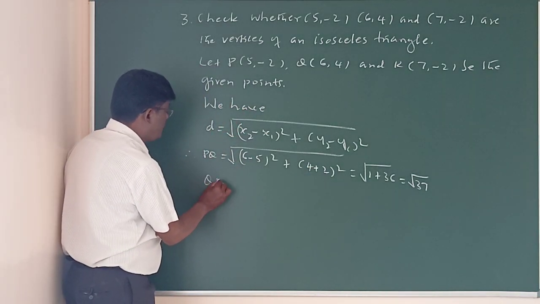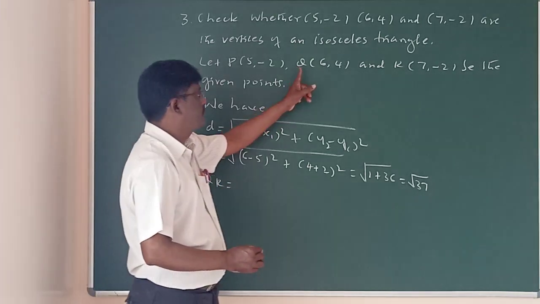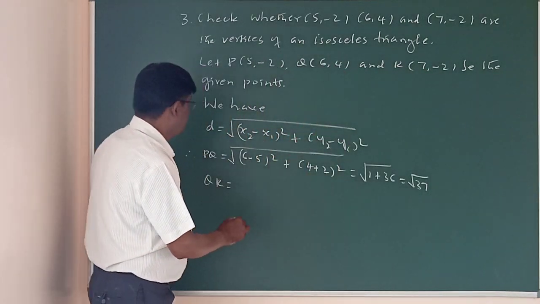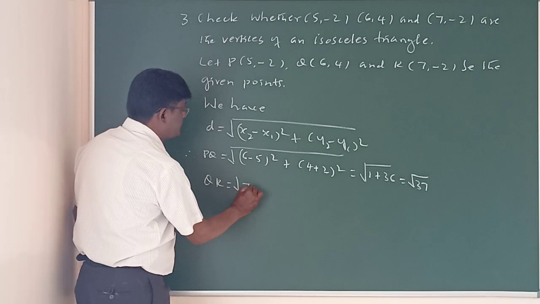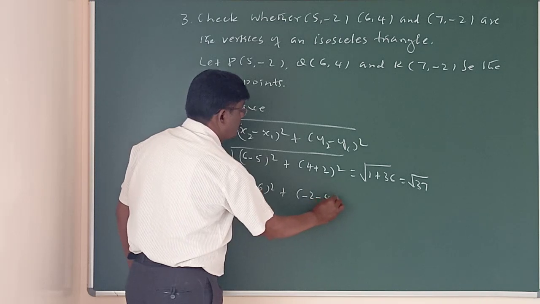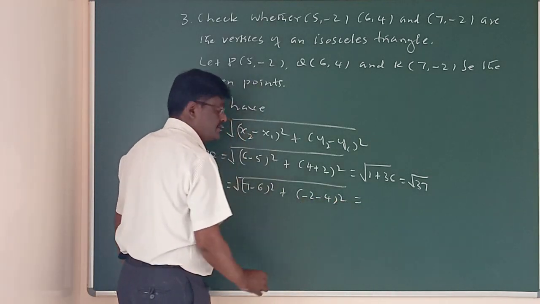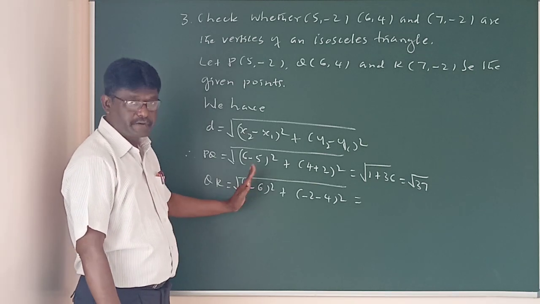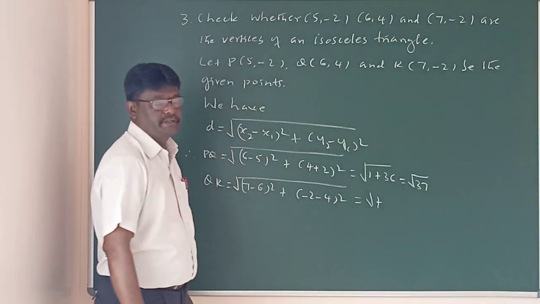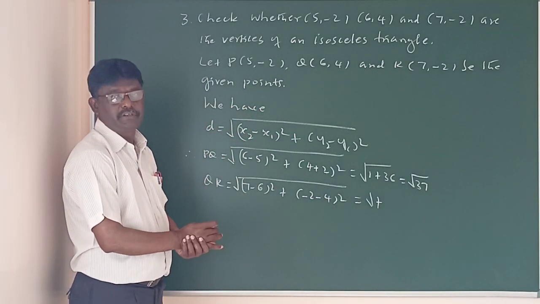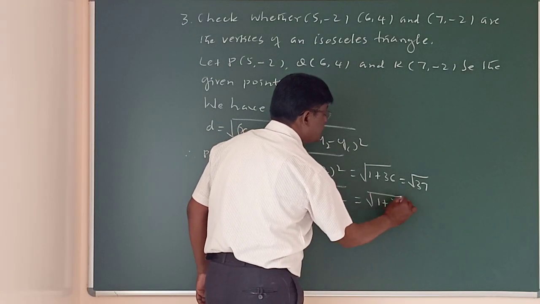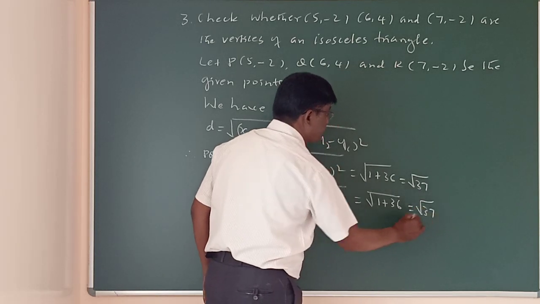Next, QR. When we take QR, consider this as x2 y2, x1 y1. Hence the square root of (7 minus 6) whole square plus (minus 2 minus 4) whole square. 7 minus 6 is 1, 1 square is 1, plus minus 2 minus 4, children, is minus 6. Minus 6 whole square is 36. So 1 plus 36 is root 37.